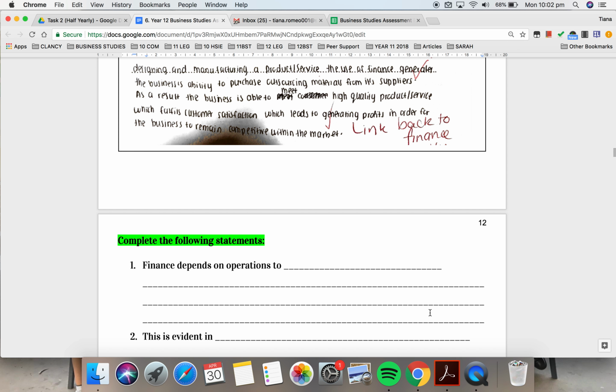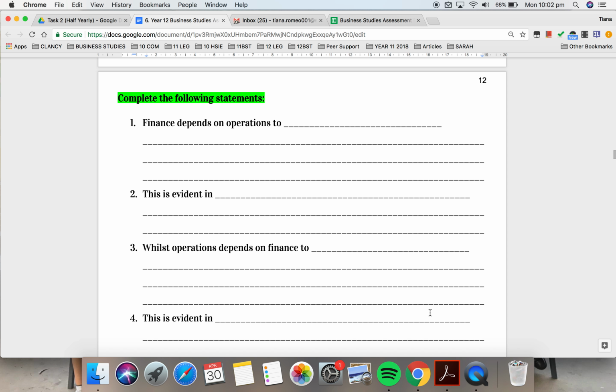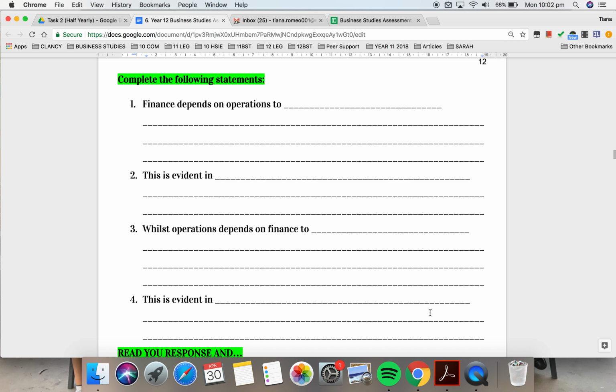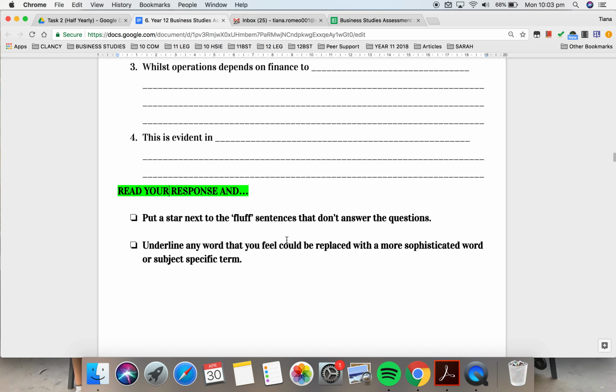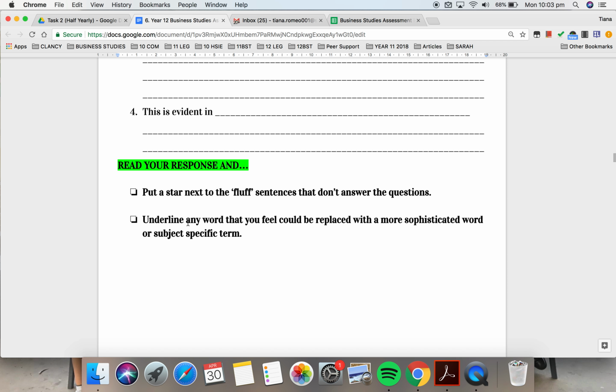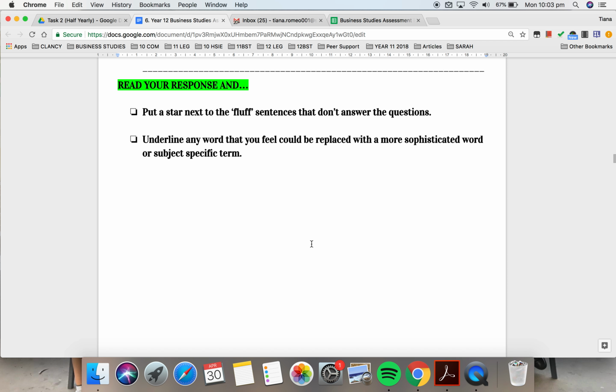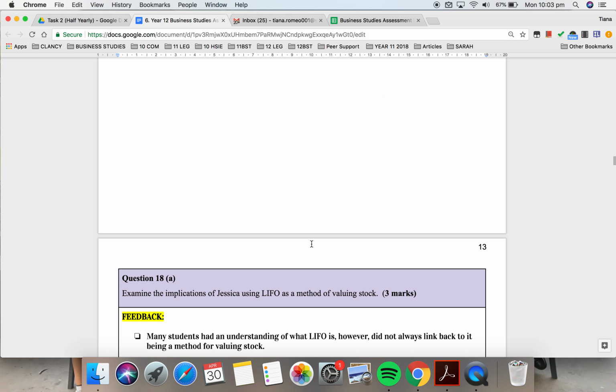Have a read of your response now, and then you are going to complete the following statements, which is basically the structure of a short answer of responding to this question. Then I want you to read your response. I should say your response, not you response. And put a star next to any fluff sentences that don't answer the question. And underline any word you feel could be replaced with a more sophisticated word or subject-specific term. So pause the video, take some time to answer that now.